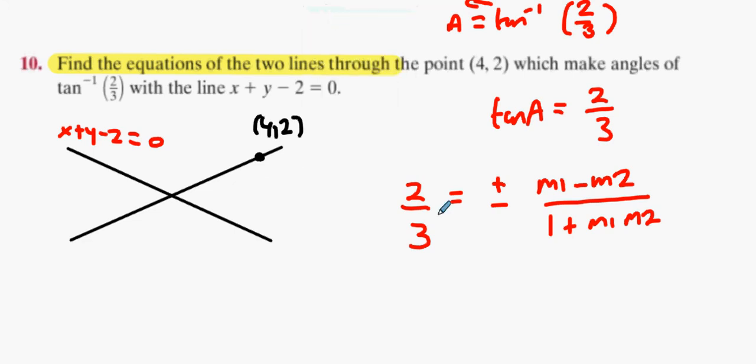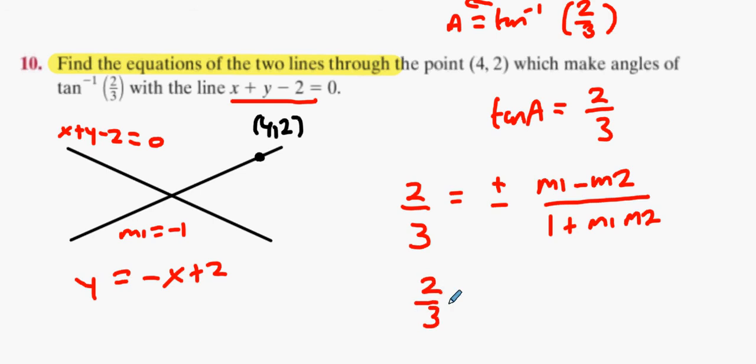So here's my piece of advice. What we're going to do is we're going to find m1. Can anybody tell me what m1 is using this here? y equals minus x plus 2. So the slope is minus 1. So 2 over 3 equals minus 1 minus m2 over 1 minus m2 as well. Anybody have any idea how to get rid of that plus or minus business? Square both sides, off you go. Square both sides, get a quadratic, solve the quadratic.